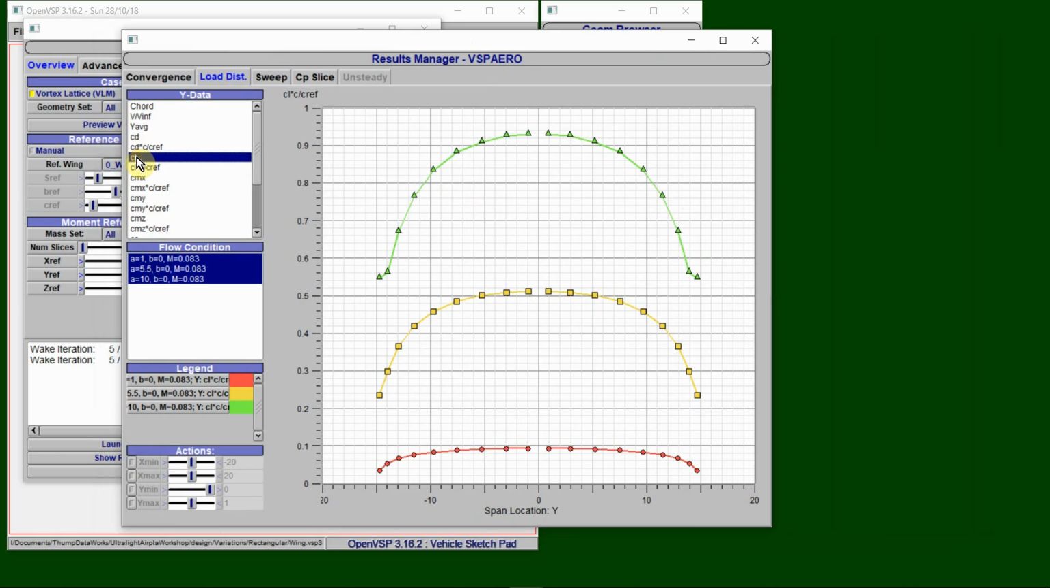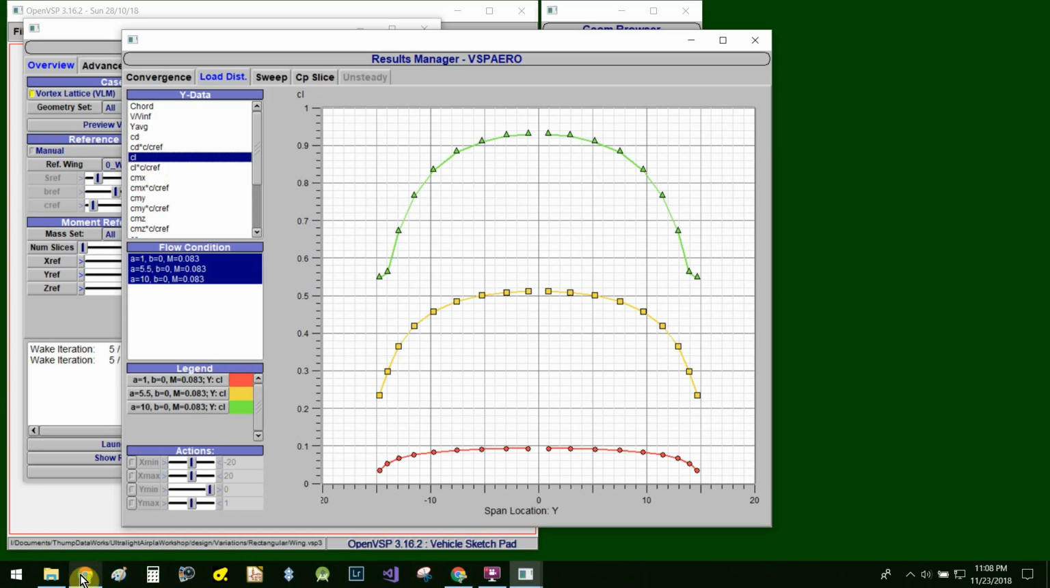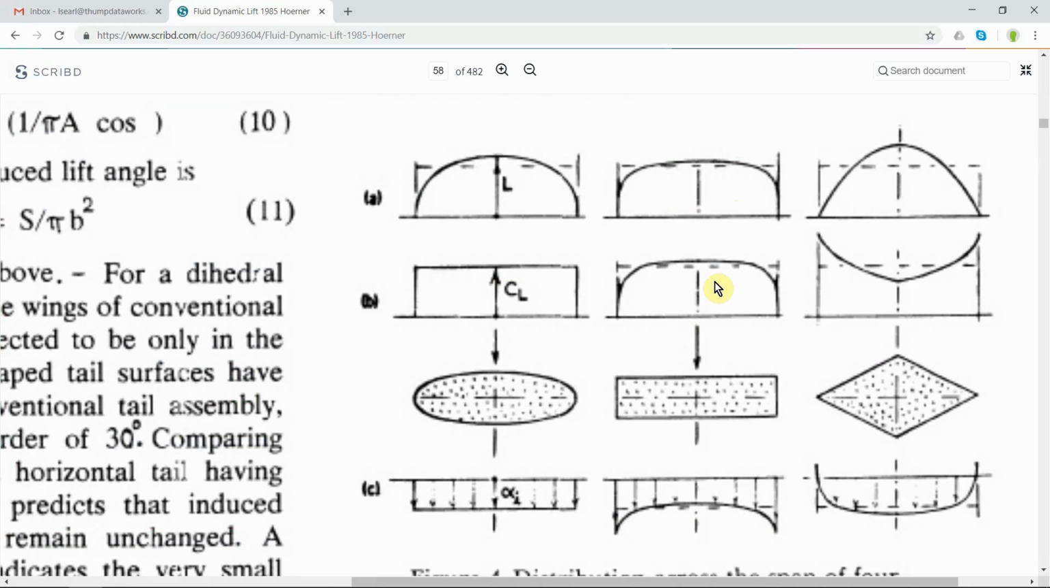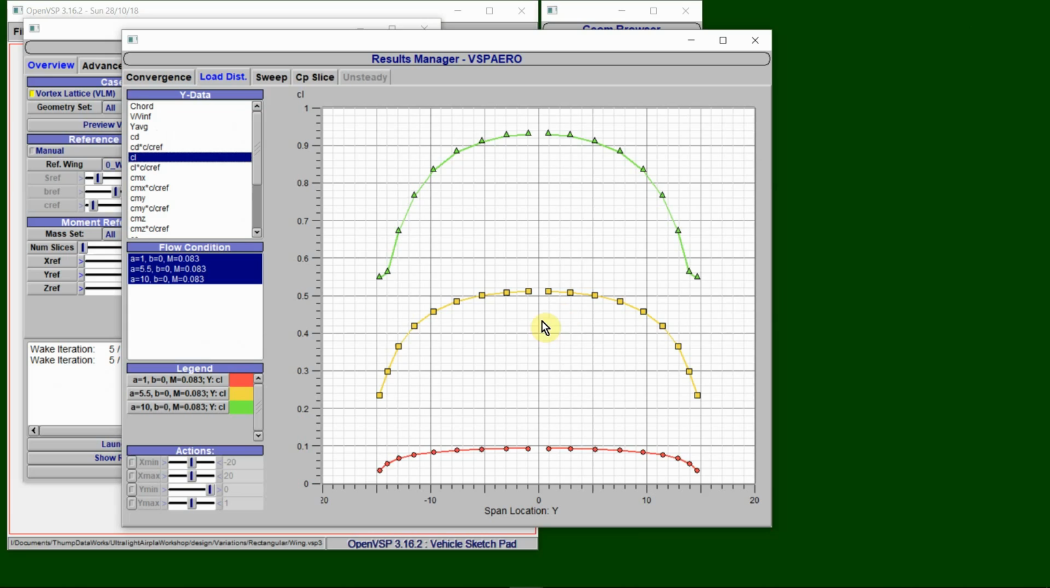Another thing we can do is just look at the coefficient of lift by itself. Now as you can see, there was no difference. So I click between the distribution and coefficient of lift. There is no difference. And that's what we saw pretty much over here at Horner also. These two are very similar.